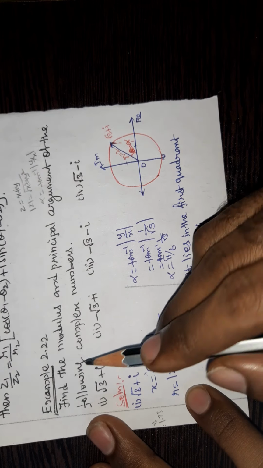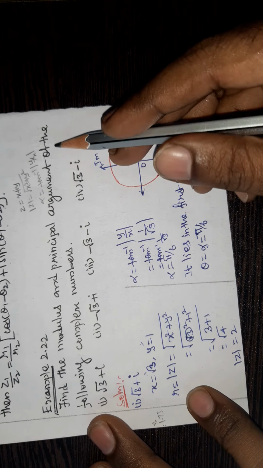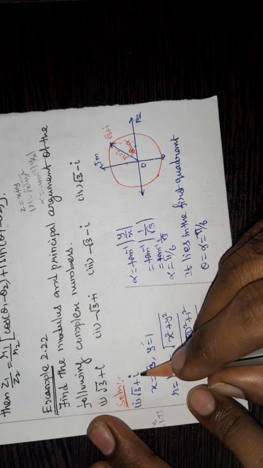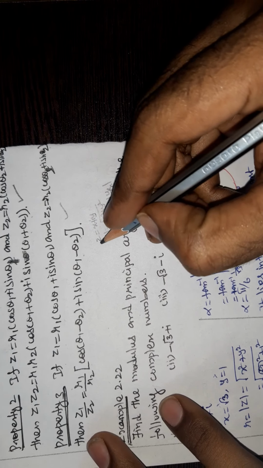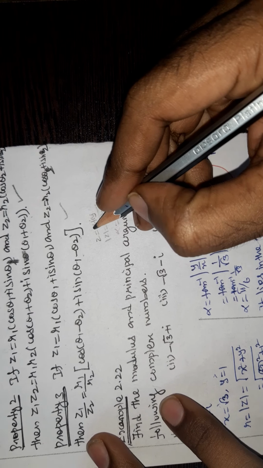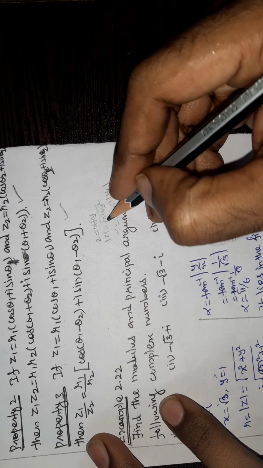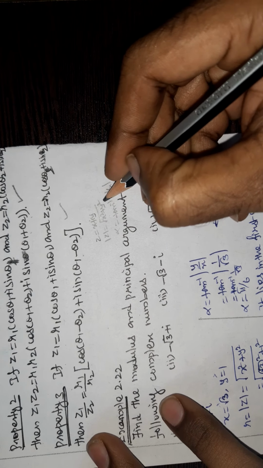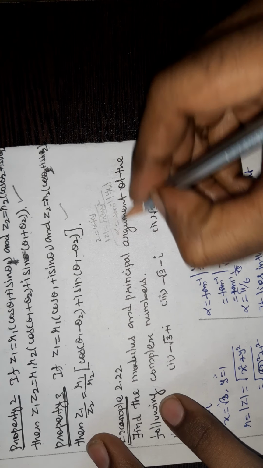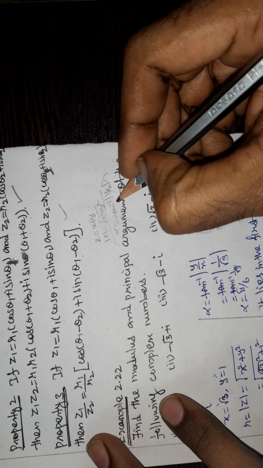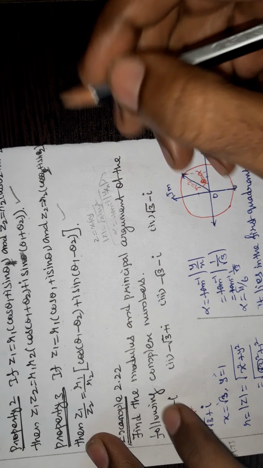Example 2.22: find the modulus and principal argument of the following complex numbers. First subdivision: root 3 plus i. First we write the complex form z equal to x plus iy. Next, modulus of z equal to square root of real part square plus imaginary part square. Finally we find alpha equal to tan inverse of modulus y by x.